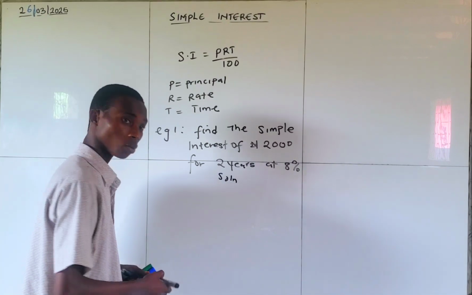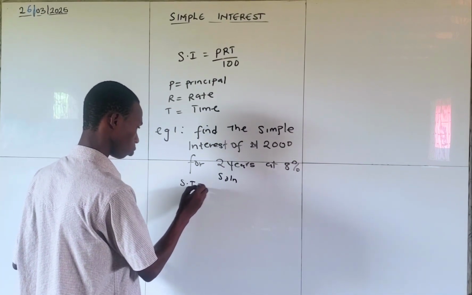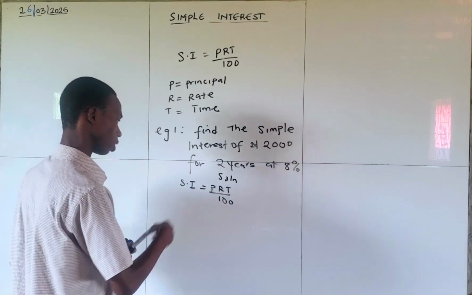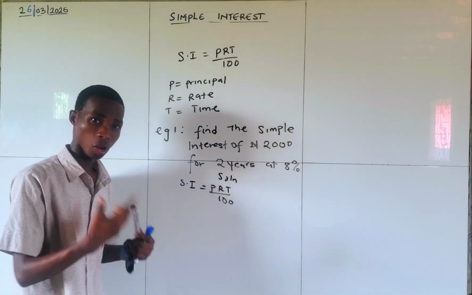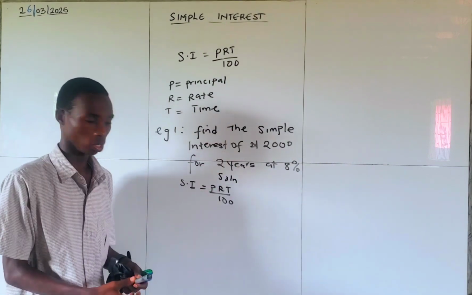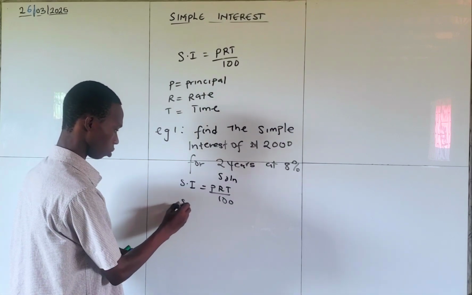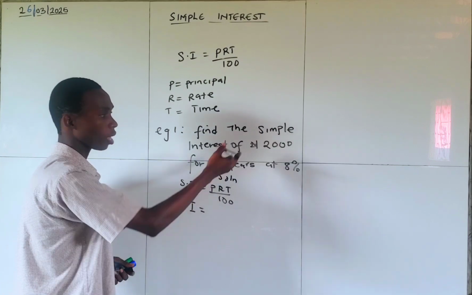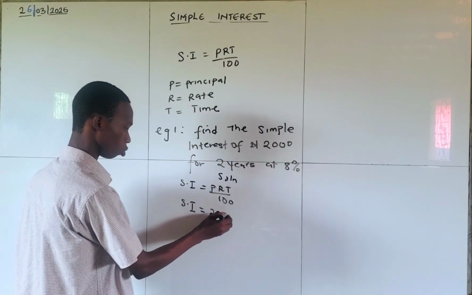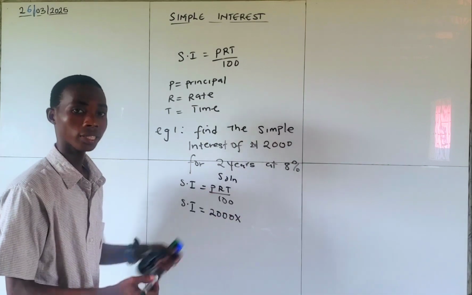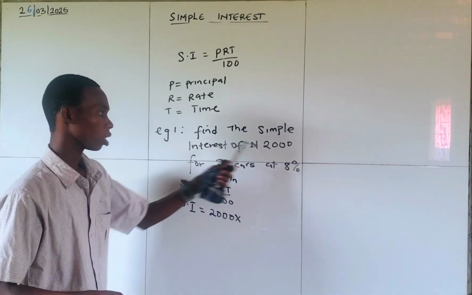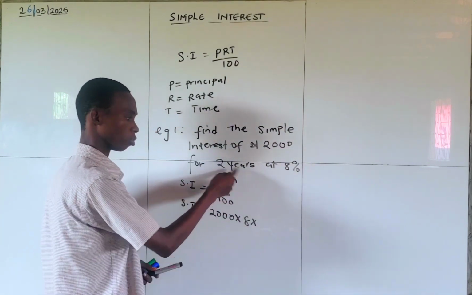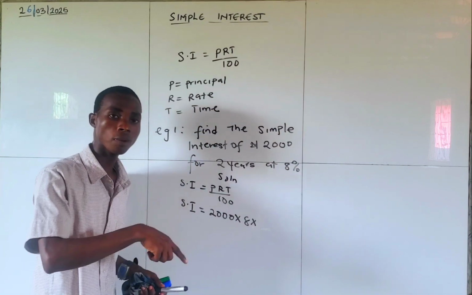We'll first of all apply the formula, which is simple interest equal to PRT over 100. The simple interest is not given, so we're looking for it because they asked us to find the simple interest. The principal here is given, so I put simple interest equal to the principal, which is 2,000, times our rate, which is 8%, so we put 8, times our time, which is the 2 years.